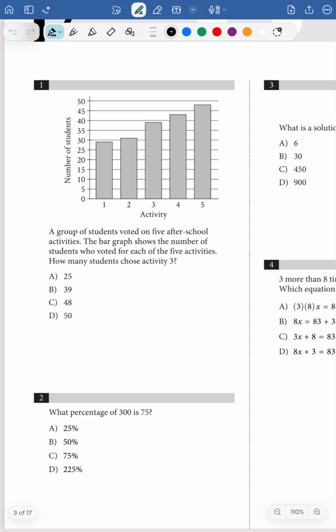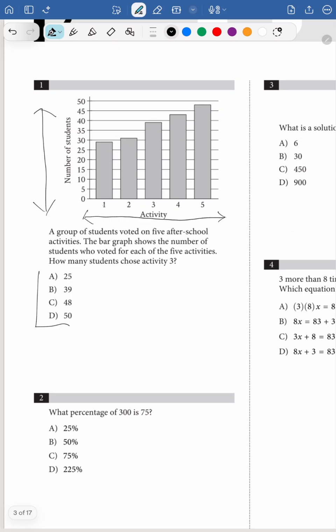So, question 1. A group of students voted on 5 after-school activities. The bar graph shows the number of students who voted for each of the 5 activities. How many students chose activity 3? So, here are the answer choices. And you can see on the x-axis, the horizontal part of the graph is called the x-axis. The y-axis, which is the vertical part, gives you the number of students.